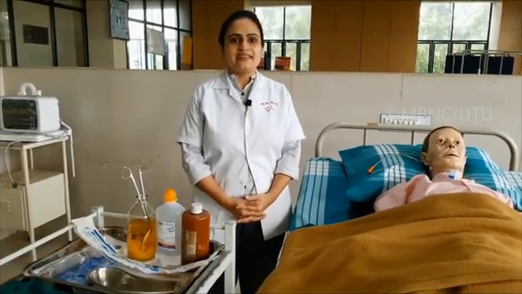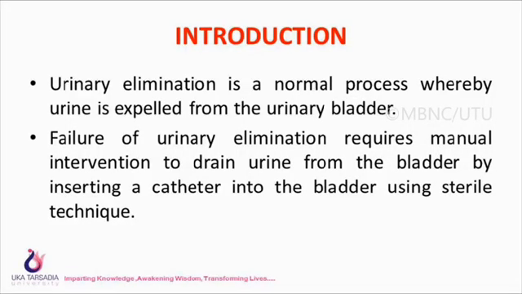Today I am going to demonstrate the procedure of urinary catheterization. Urinary elimination is a normal process whereby urine is expelled from the urinary bladder. Failure of urinary elimination requires manual intervention to drain urine from the bladder by inserting a catheter into the bladder using sterile technique.